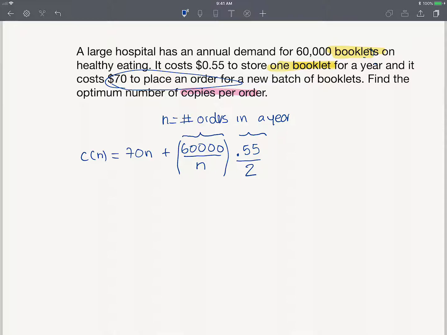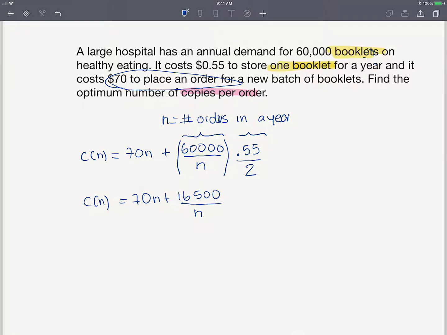So this is the function. The function that you would need to find a minimum is 70n plus 60,000 times 0.55 divided by 2n. And this would have to be 16,500, if I believe that, right? Okay, so this is a function you're trying to minimize, find the optimum.